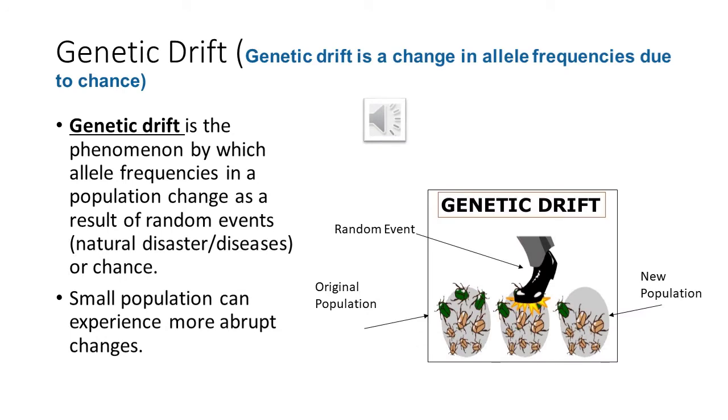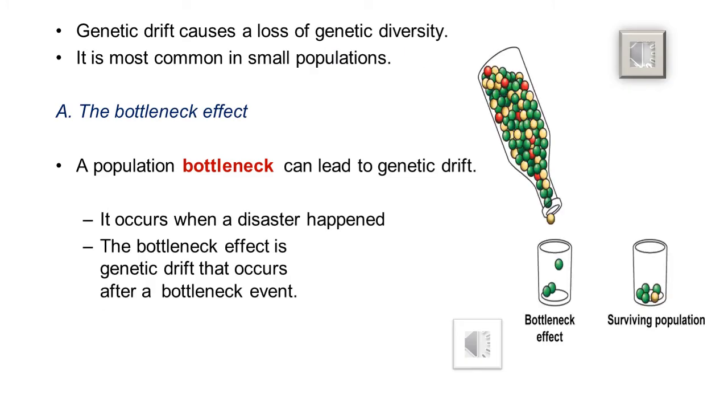The second factor that leads to a change in population is genetic drift. Genetic drift is a change in allele frequencies or losing of alleles due to chance events or abrupt change. It means natural disasters or diseases happen and lead to losing of alleles in a population. Genetic drift, or losing alleles, has two types.